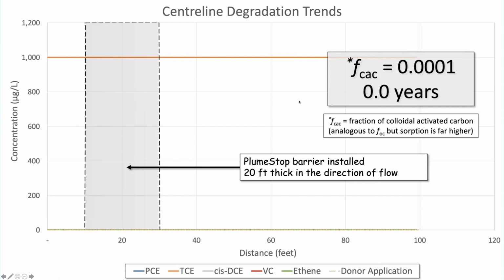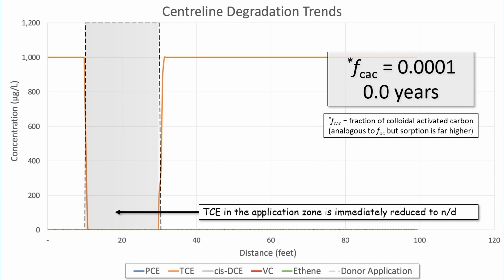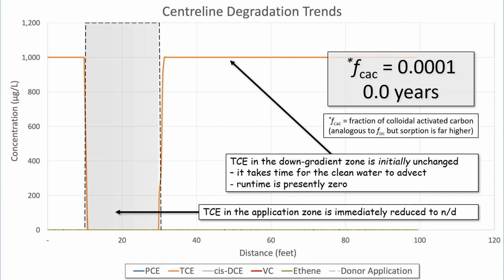What we'll immediately see, this is time zero, what we'll immediately see after applying it is that the concentration in the application zone drops pretty much to non-detect. Even a small amount of carbon like this will be enough to sorb the TCE, probably down to detection limits or below. So we've immediately reduced the TCE in the application zone to non-detect. Down gradient, though, there is initially no change to the concentration because it takes time for the clean water to flow through the treatment zone and to flow down gradient, and the runtime is presently 0.